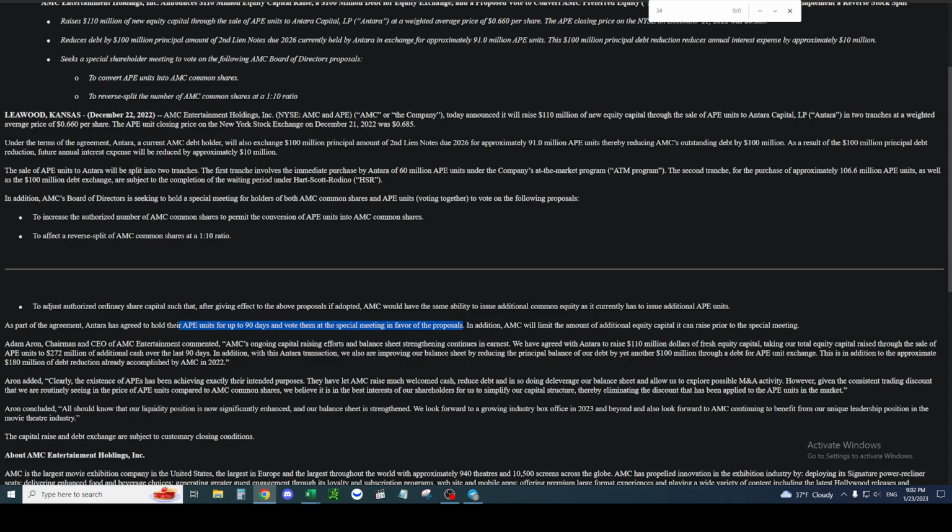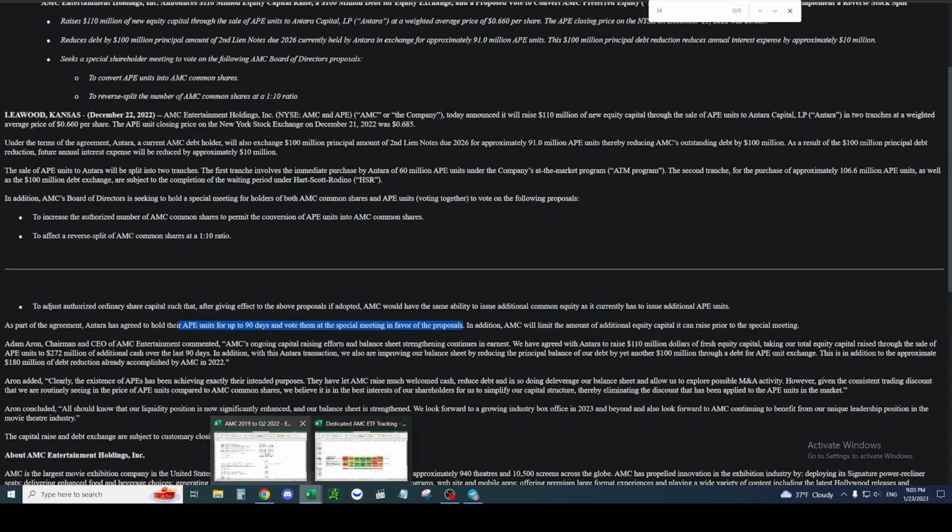So what happens? Let's say worst case then, somehow the votes don't go through. If that doesn't go through, will Antara continue to hold all that APE? No, we know that Antara was already shorting the company beforehand. We know Antara is a bondholder of AMC. It's more likely that Antara is going to dump that APE. That 61 million plus that they hold, they would dump all that APE.